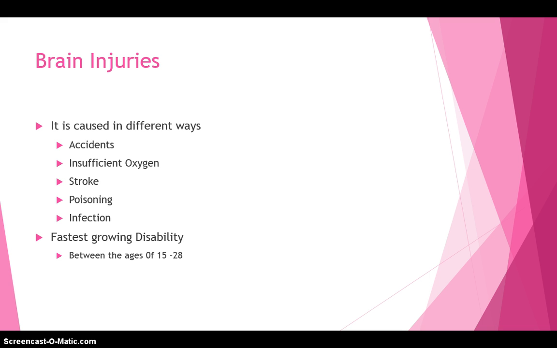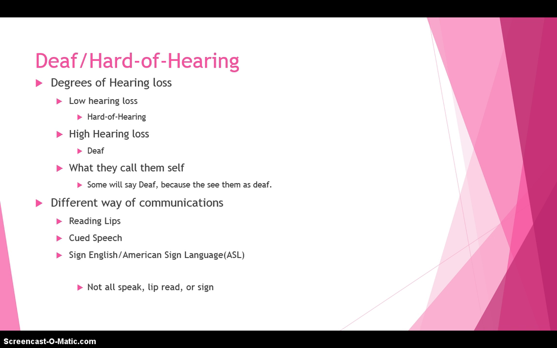Brain injuries. These are caused by different things: accidents, insufficient oxygen, so not enough oxygen going to the brain, stroke, poisoning, and infection. And this is actually one of the fastest growing disabilities between the ages of 15 and 28 years old.